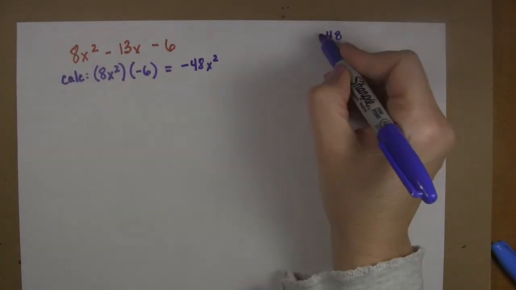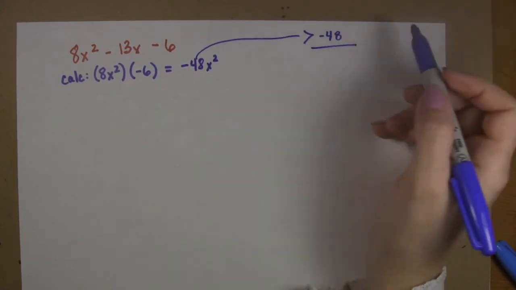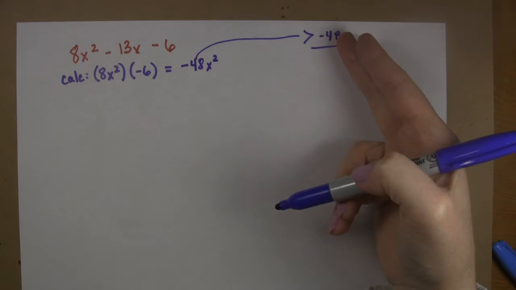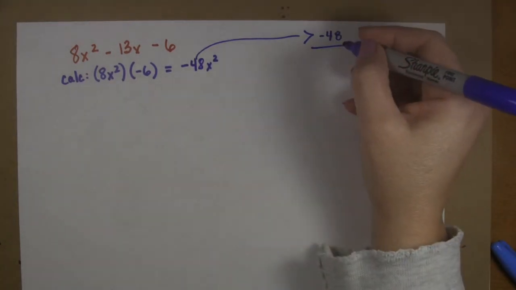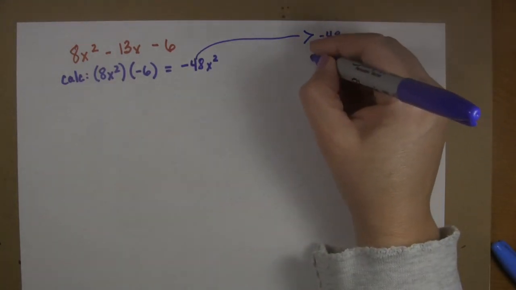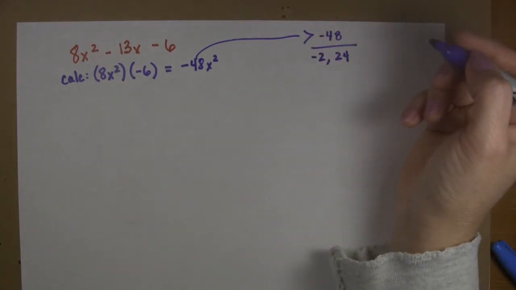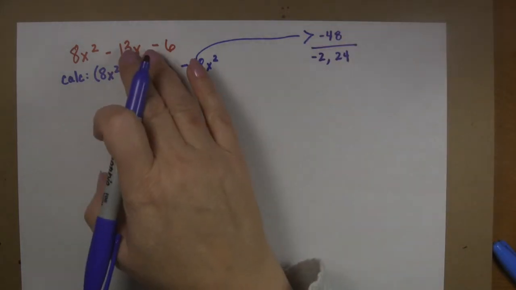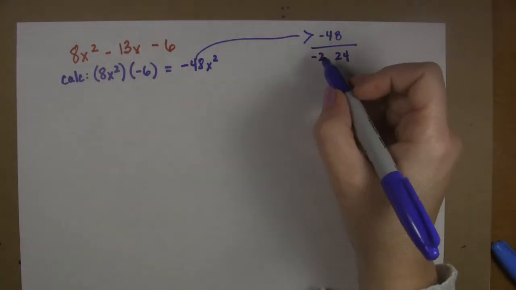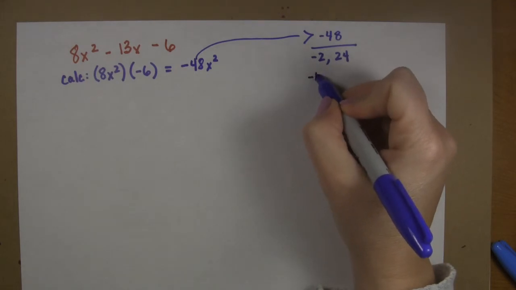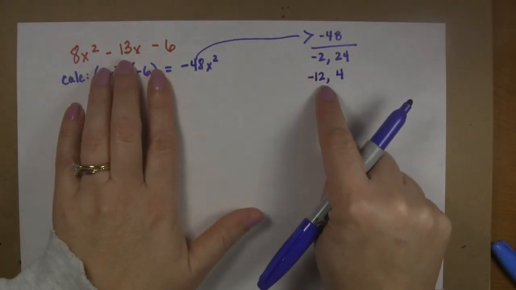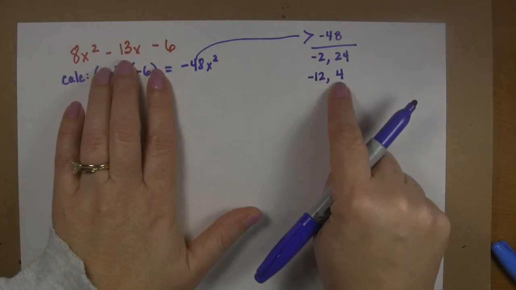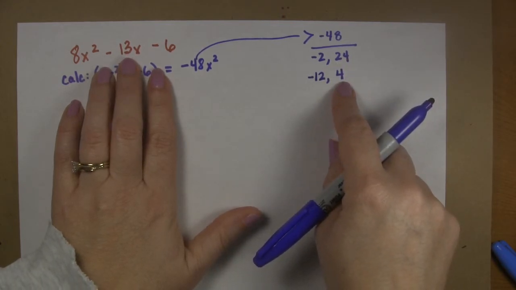So now that we have this number, this negative 48, we need to think of two numbers that multiply together to make negative 48, but add together to equal negative 13. So what are our options? Well, we could go negative 2 and 24, but that won't work because that just gives us 22. We're looking for a negative 13. What if we did negative 12 and 4? Those multiply together to equal negative 48, and that gets us closer. Negative 12 plus positive 4 is going to give us a negative 8, which is closer than we were when we were at 22, but is not exactly where we need to be.